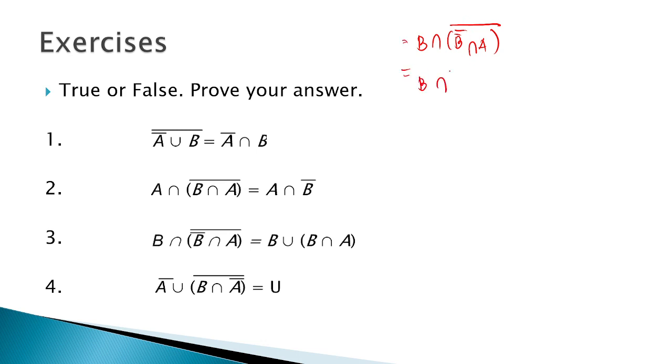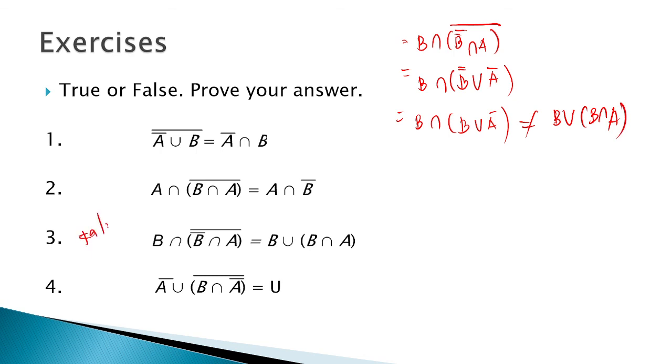So we have B intersection. Let's apply De Morgan's theorem. So we will have B double prime. Union na ngayon yung operation. Tapos A bar. No? So yan na yung ano natin. So this will become B intersection B union A bar. Now, is B intersection B union A bar equal sa B union B intersection A? So, not. But they are not equal. So, this is not equal with B union B intersection A. So, therefore, false yung number 3 natin.